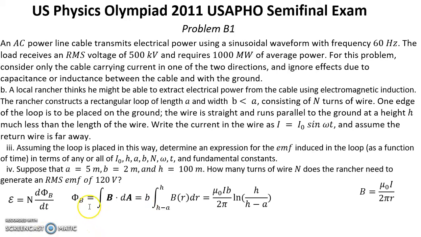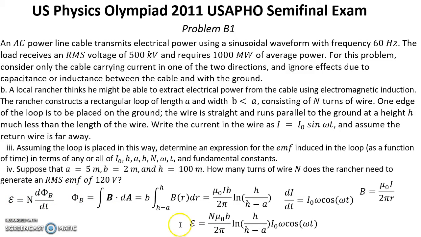So the result for magnetic flux is this one, but we need to find the change of magnetic flux with time, and in this formula only the current is a function of time, and the derivative of current with respect to time equals I0 omega cosine omega t. And now we can put this expression in this formula and find the EMF. So that will be the full expression for EMF in terms of all these parameters in question 3.